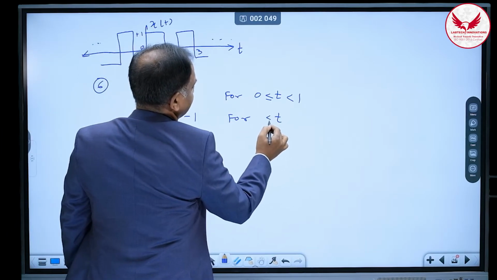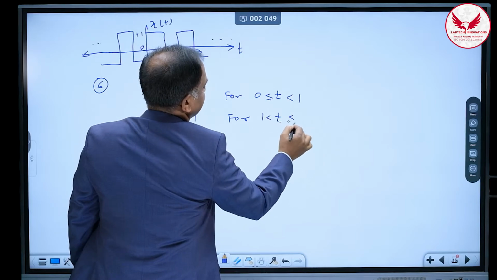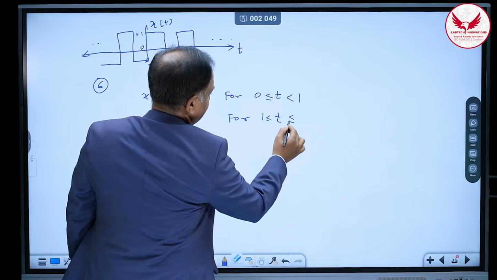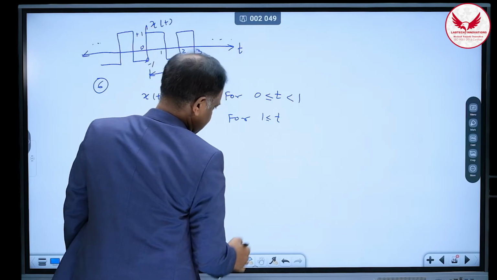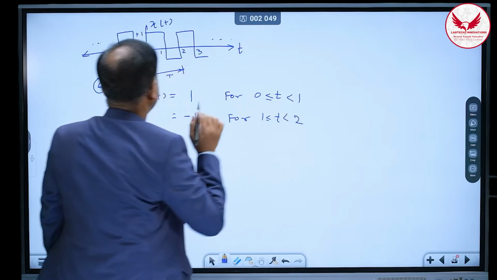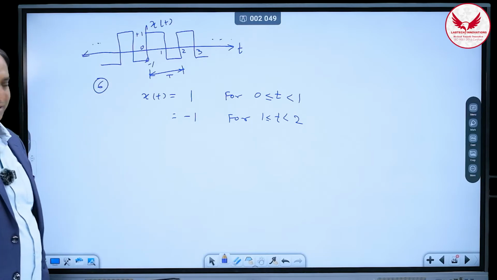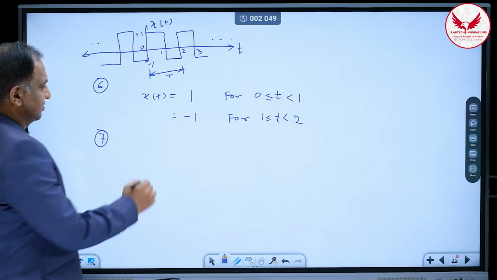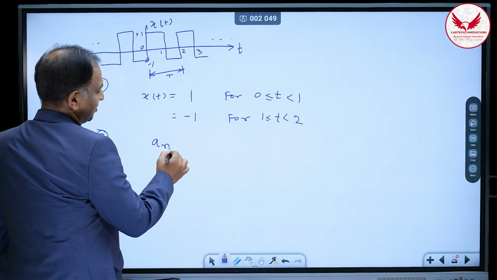This is for t greater than or equal to 1 and less than 2. So this is called the mathematical equation. Now the next step is to find out the values of the an. We know the formula for the an.